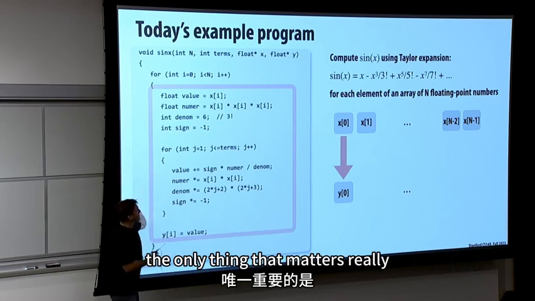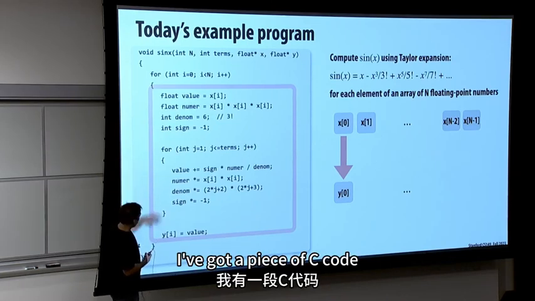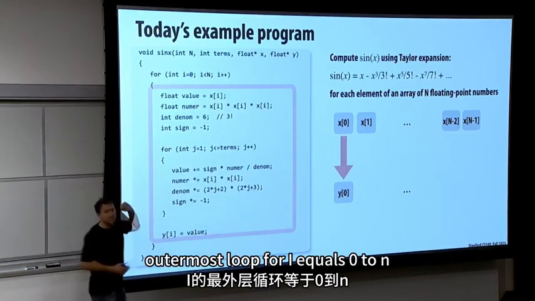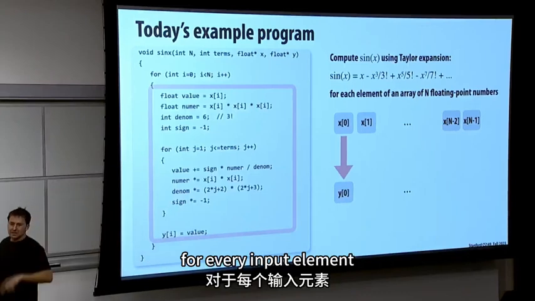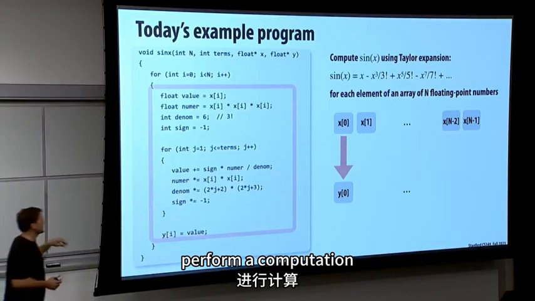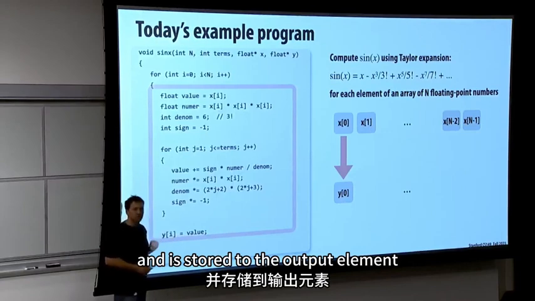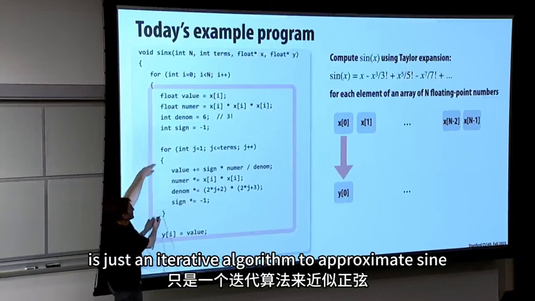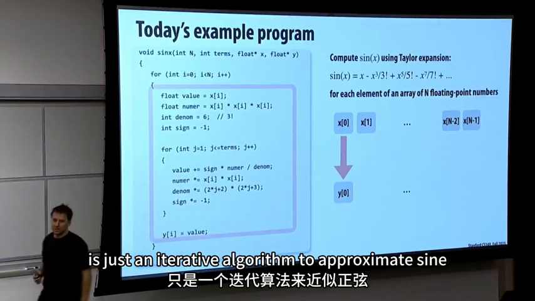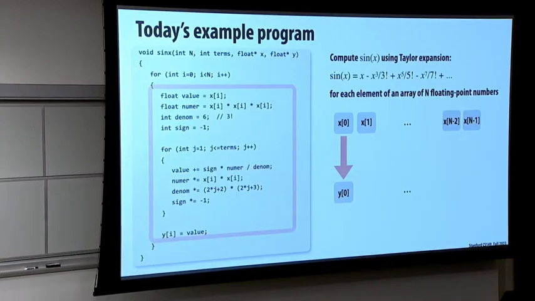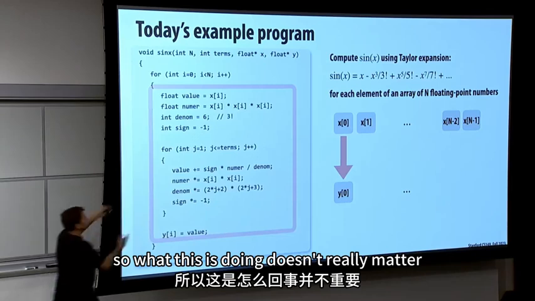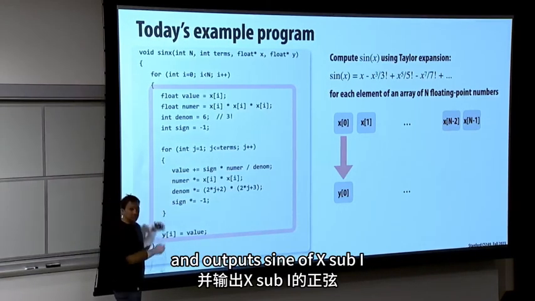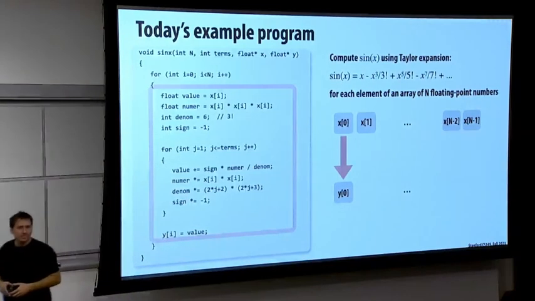The only thing that matters really is you look at the C code and you go, okay, I've got a piece of C code with an outermost loop for i equals 0 to n. For every input element, perform a computation that ultimately computes a value that is stored to the output element. The inner for loop is just an iterative algorithm to approximate sine. So what this is doing doesn't really matter. You could just think about this as some function that takes as input x sub i and outputs sine of x sub i. Any questions about the code?